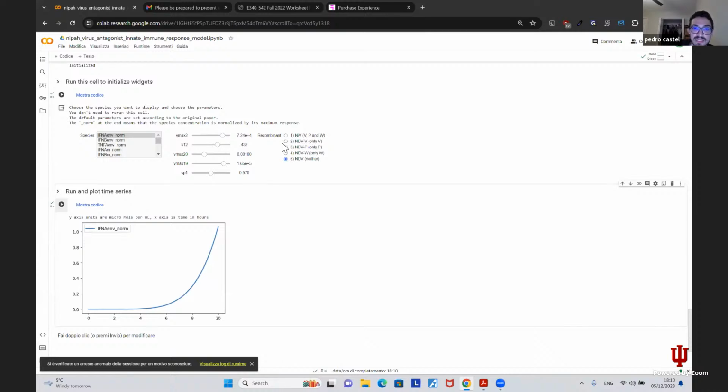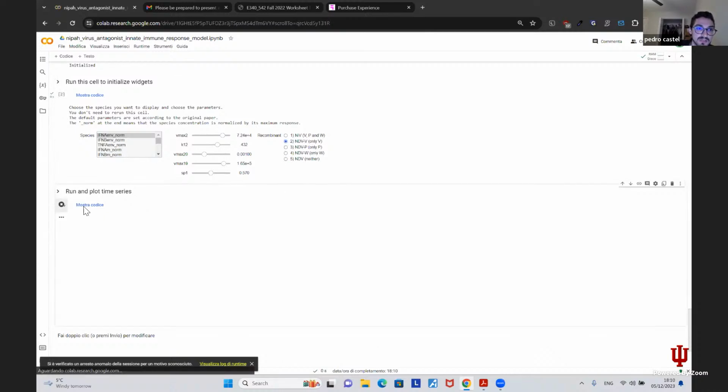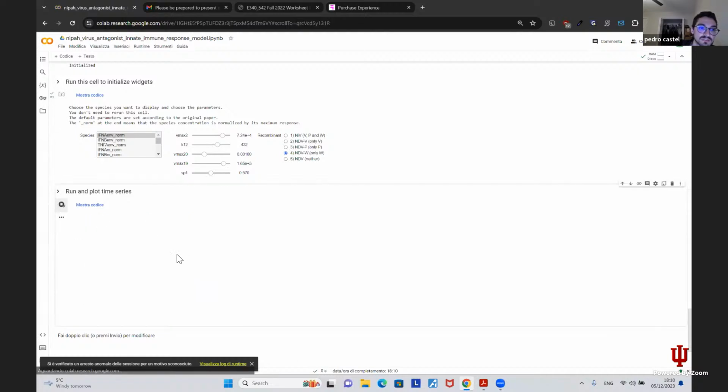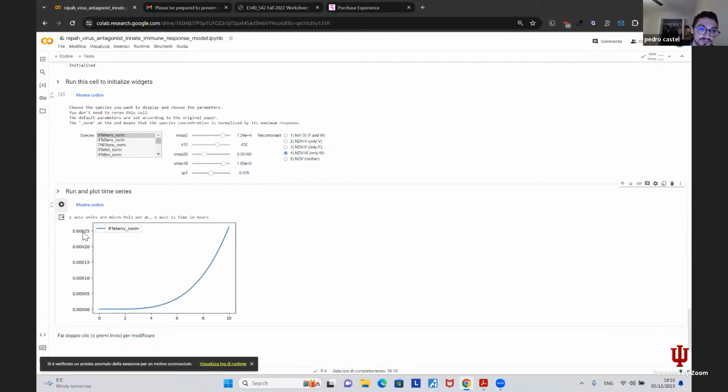Now I can, for example, select, let's see what happens with only V and plot IFN alpha. It decreases to 0.007. So this is 0.7% of what it could have produced. I can do the same for P. P is a little weaker, 3%, and W is the strongest, 0.0002.